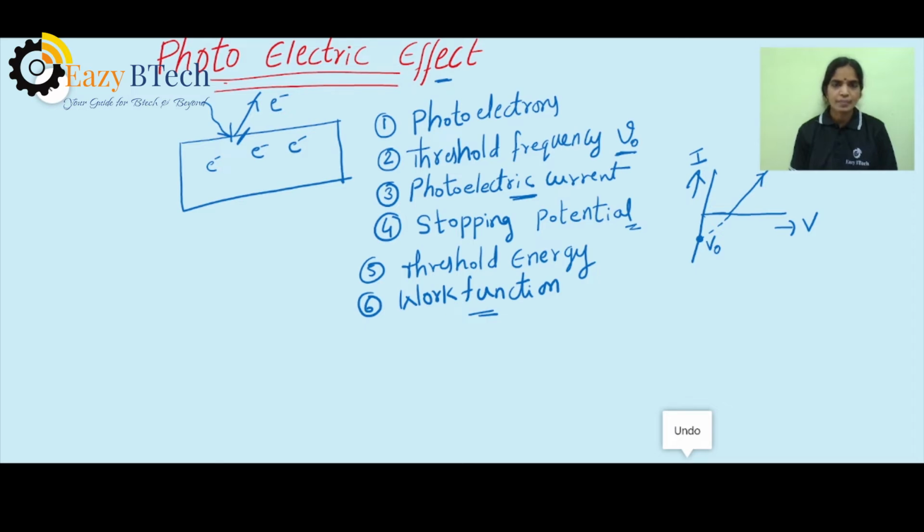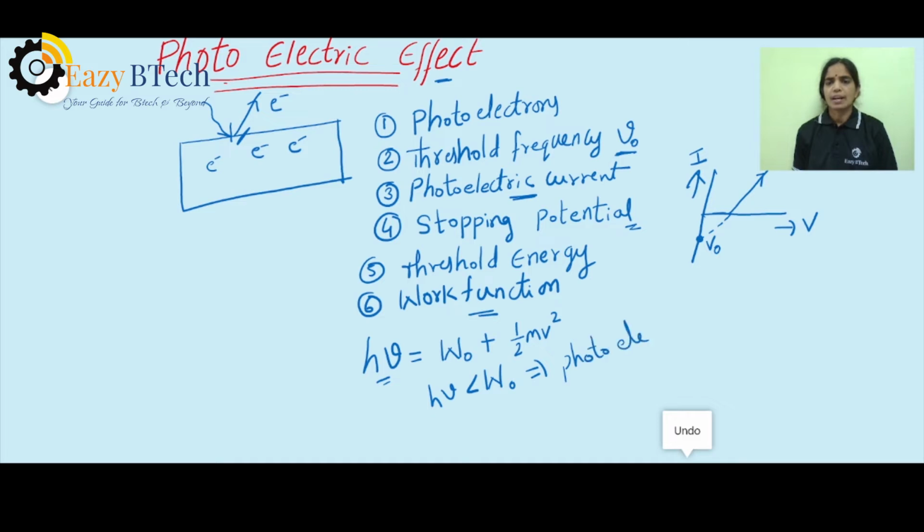So we had the equation: this is the amount of energy that has been incident, out of which this is the minimum amount of energy taken to produce electrons, and these electrons possess an energy of half mv square, that is kinetic energy. If this energy h nu is less than the work function, we do not have emission of photoelectrons. Emission of photoelectrons is not possible.